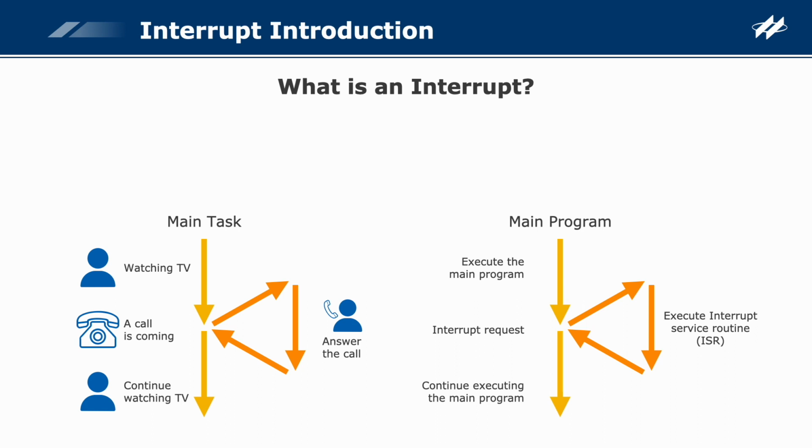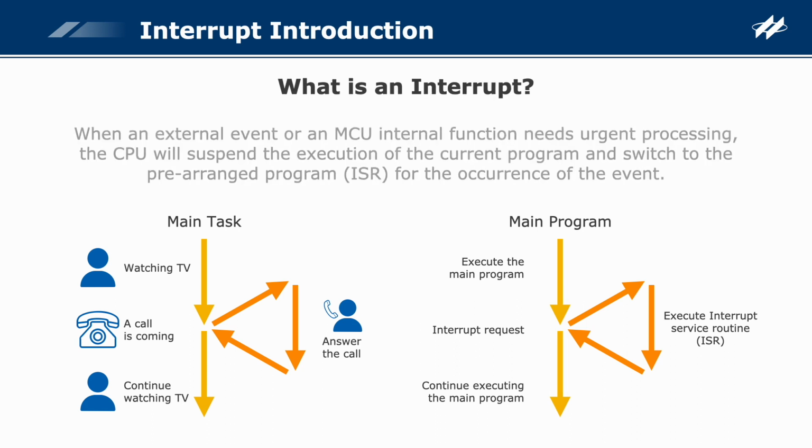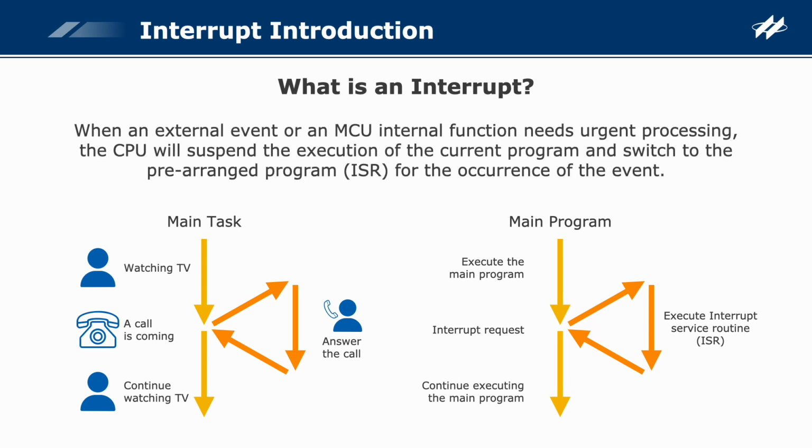So let's move on and talk about what is an interrupt. When an external event or an MCU internal function needs urgent processing, the CPU will suspend the execution of the current program and switch to execute the prearranged program for the occurrence of the event, which is known as an interrupt.